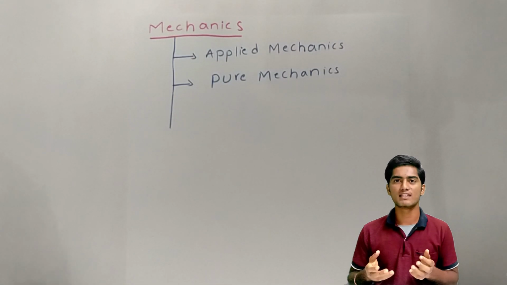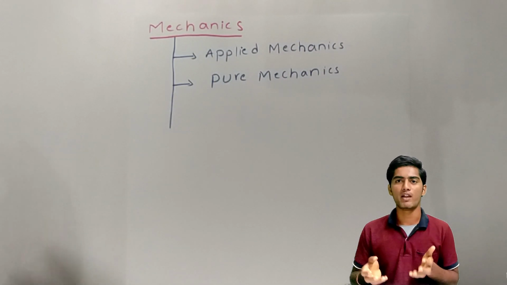Now we will see what is applied mechanics. Applied mechanics is a branch of physical sciences and practical applications of mechanics. Within practical applications of mechanics, applied mechanics is used to identify and create new ideas and theories.